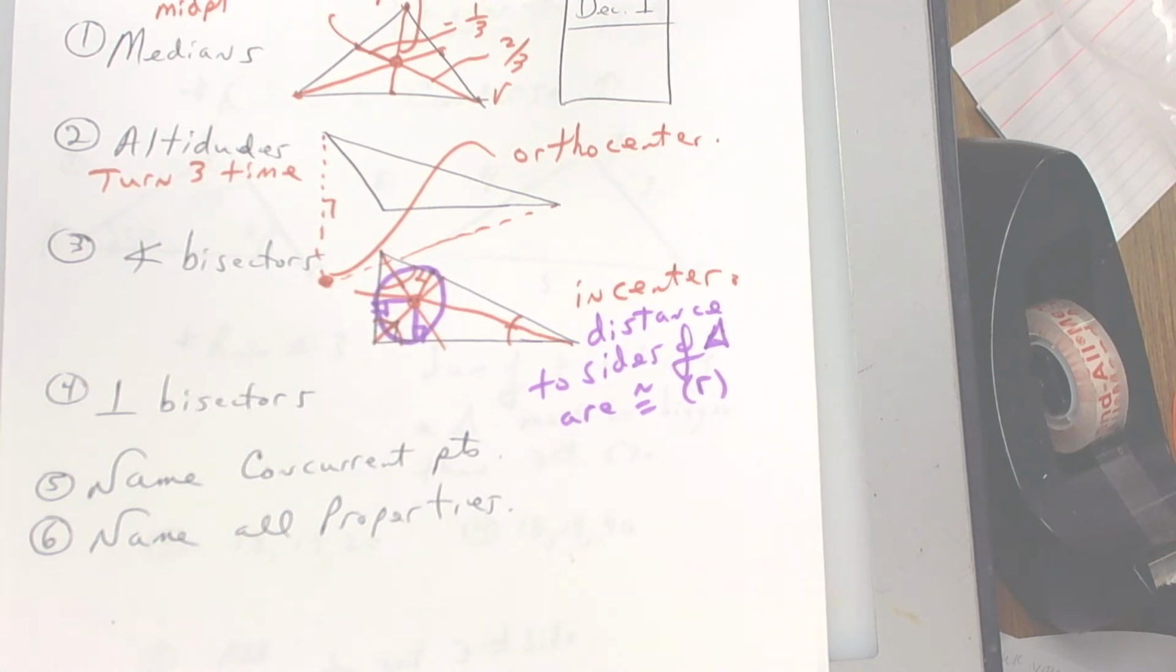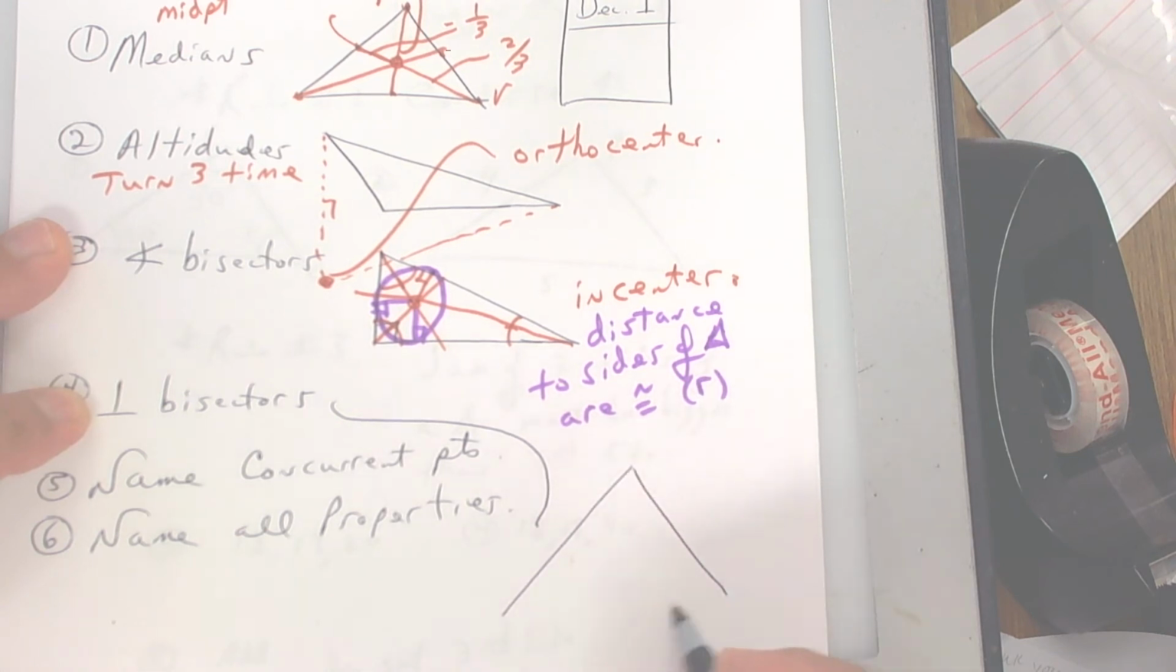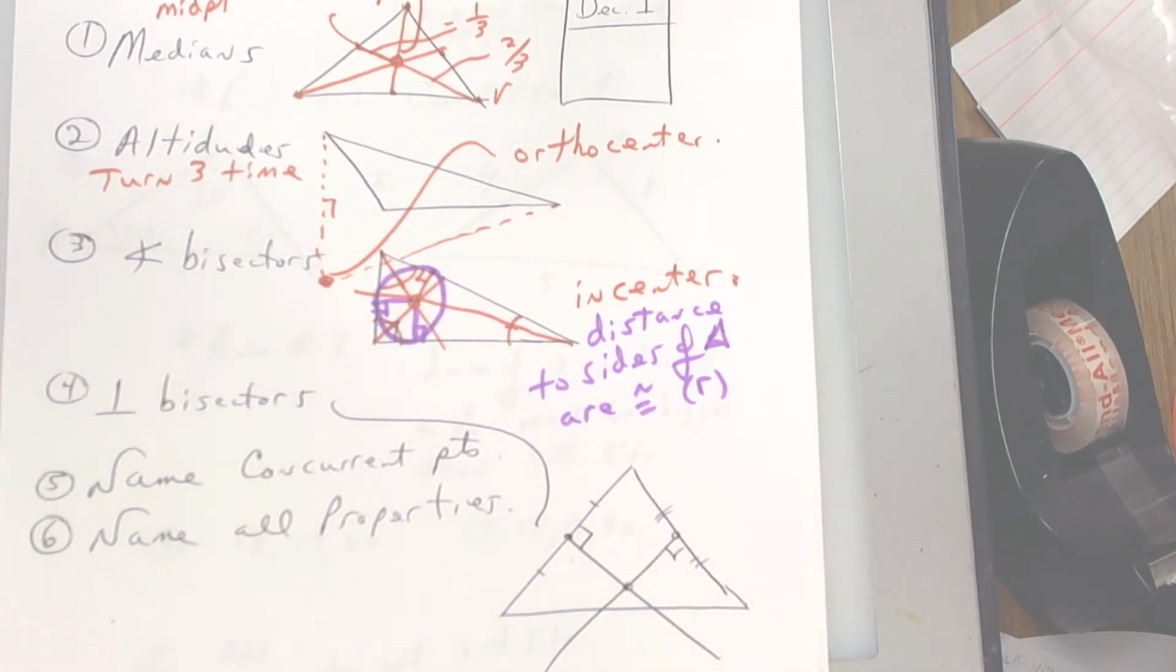And then the perpendicular bisector, okay, and I didn't draw a triangle there, but I'm going to do it here. So here's a triangle. A perpendicular bisector means you got to go 90 degrees and halfway. 90 degrees and halfway. This point right here for the perpendicular bisector is called the circumcenter.